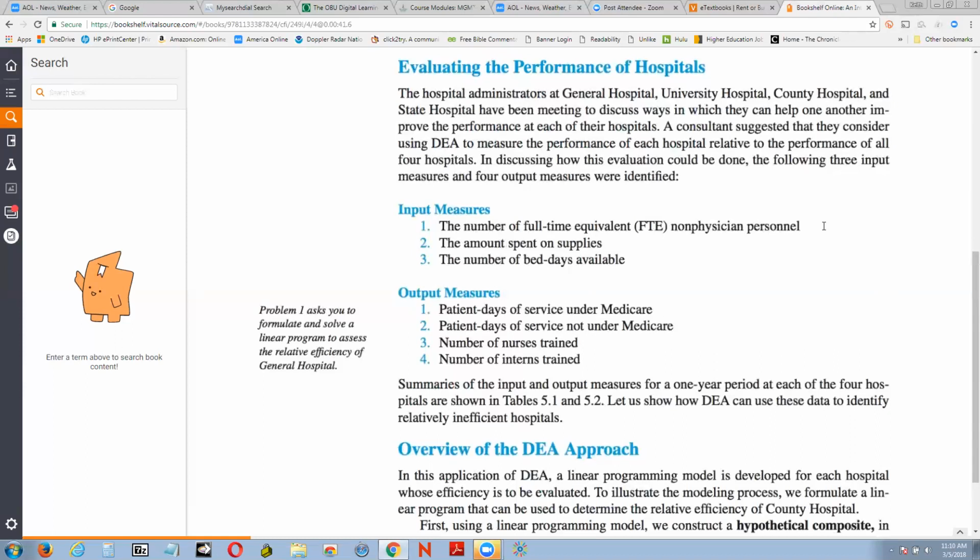Now, some output measures are these. They have the patient days of service under Medicare, patient days of service not under Medicare, and then the number of nurses trained and the number of interns trained. Okay, let's talk about those for just a moment.